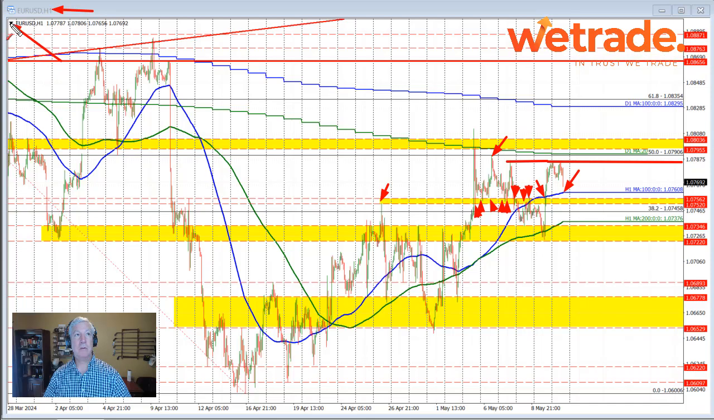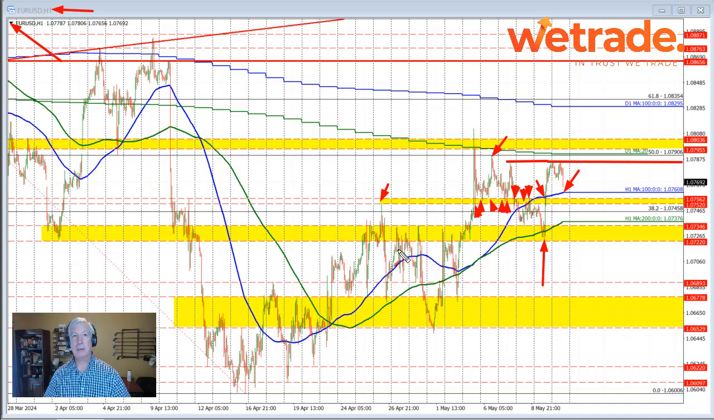On Monday, the high price for the week came in and topped out at the 50% retracement of the move going back to March, the March high to the April low here. The 50% retracement comes in at 1.07906, and that's exactly where the high price came in on Monday's trade before we started this rotation to the downside, bottoming on Thursday's trade.